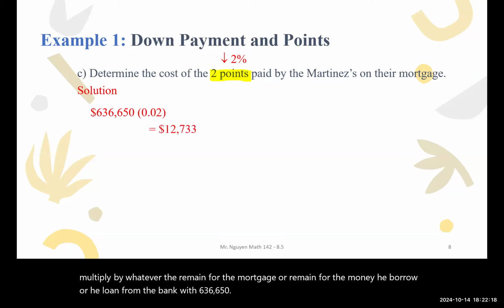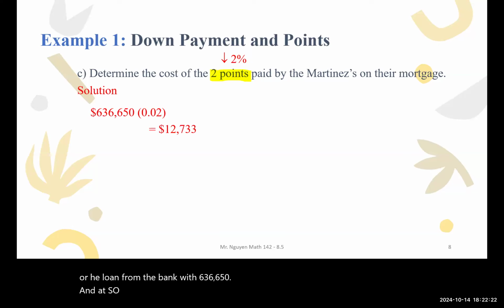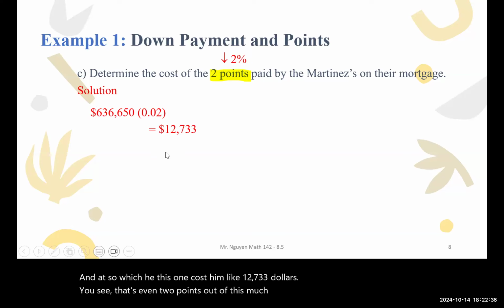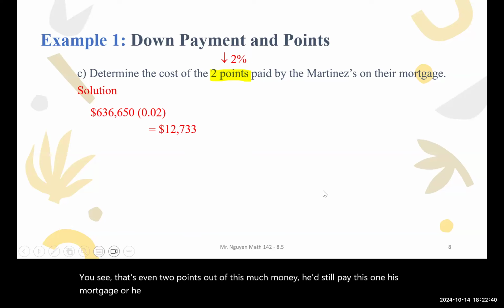And this one cost him about $12,733. You see, even 2 points out of this much money, he still pays this on his mortgage, he paid to the bank for that.